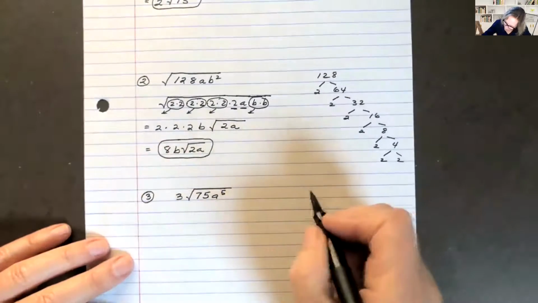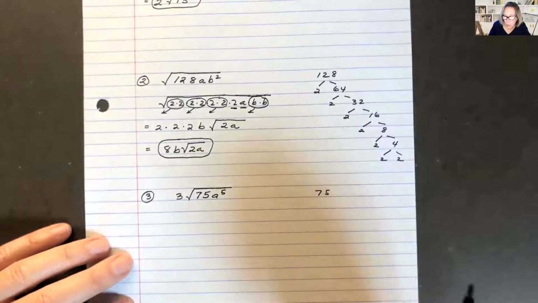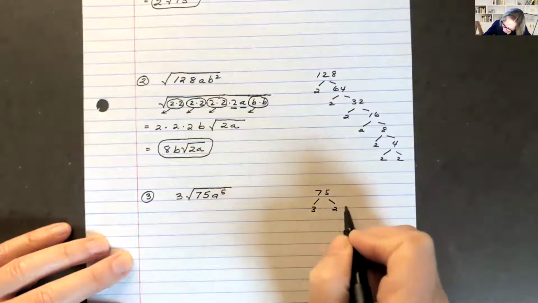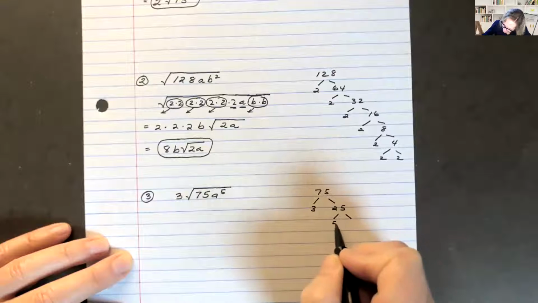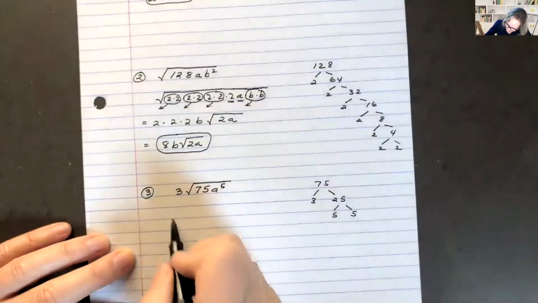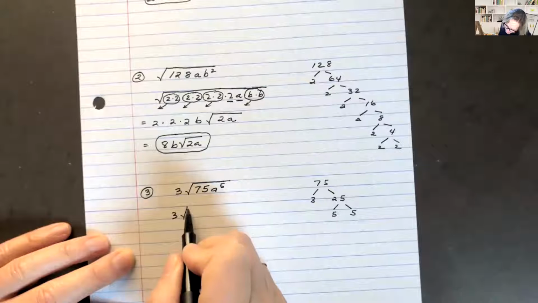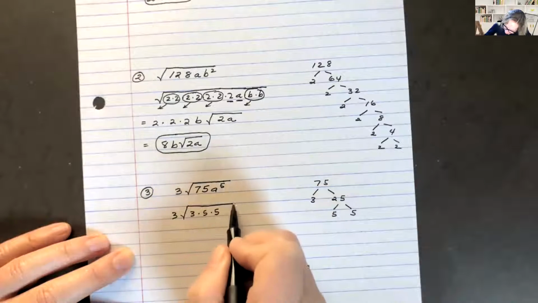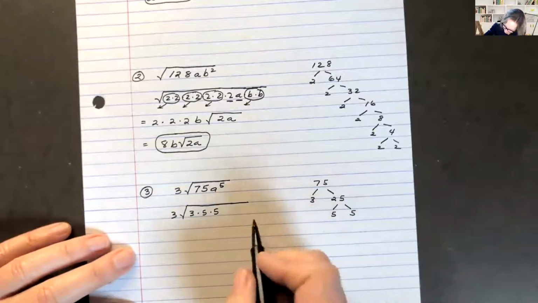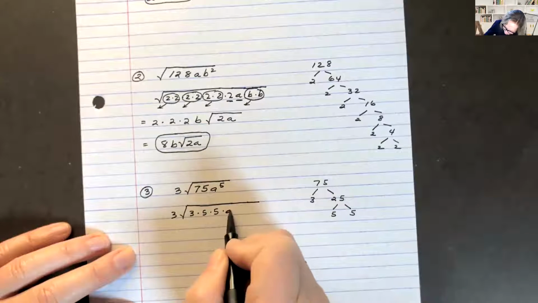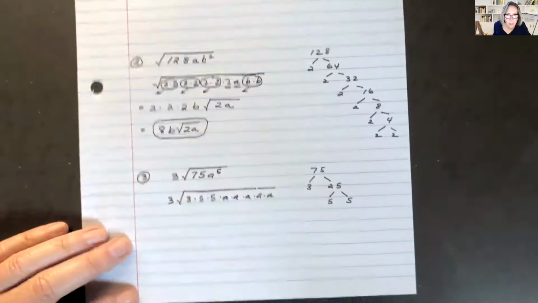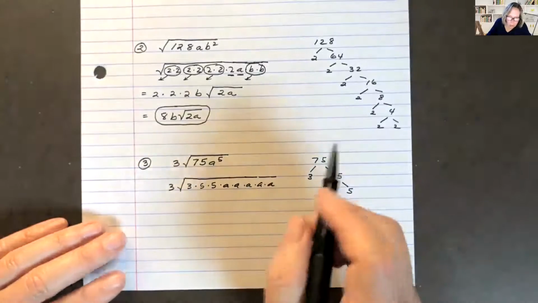Anyway, 75, let's take apart 75. 2 does not go into 75. The next prime number would be 3, and 3 does, because 75 is 3 times 25, and then 25 is 5 times 5, and those are also both prime numbers. So I get the square root of 3 times 5 times 5, and if I look at a to the 5th, let's just make all 5 a's. A times A times A times A times A, completely expanded. But you'll see the pattern of how to do it more simply in a few minutes.